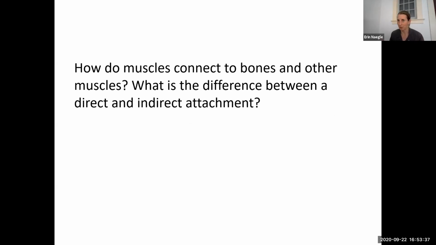So one of your questions on your study guide, you've got it out, right? You're working on it. You've noticed what we've already talked about, what we haven't talked about. You're taking some notes, getting yourself ready, learning some stuff. All right, good work. So one of the questions is, how do muscles connect to bones and other muscles? And what is the difference between a direct and indirect attachment? So let's attack that question.